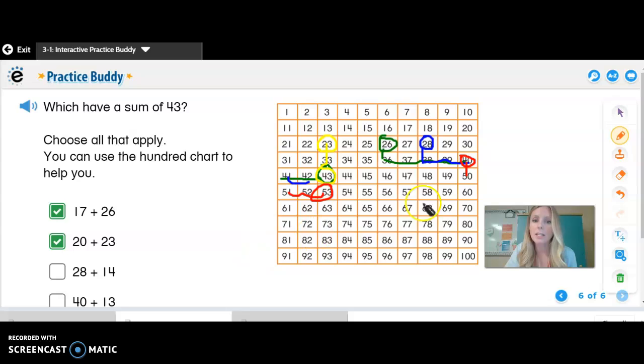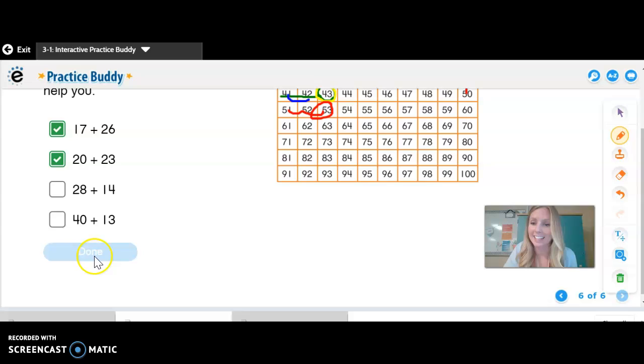Okay, and then the last one is here in red. I started at 40. And how many tens are we going down? Just the one. So I went down 1. Okay, and then how many ones? 3. 1, 2, 3. And it took me all the way to 53, which was not the sum that we were looking for. So we marked the first 2 correct, and then I went ahead and hit done. But for some reason, it cut me off. So I wanted to make sure that you saw that.